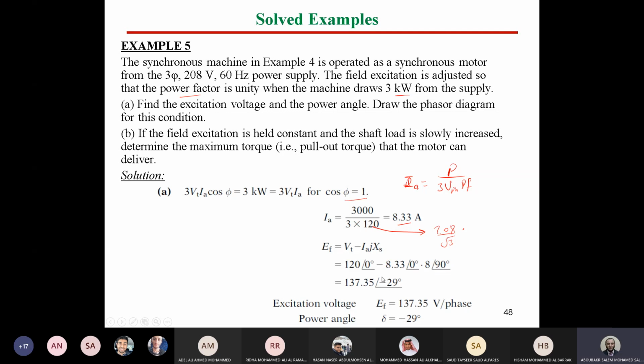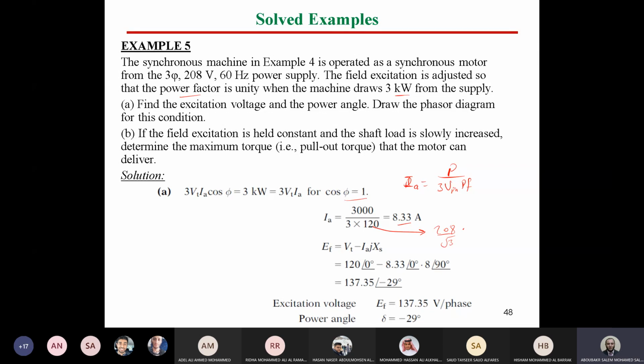Why is it negative? Is it because of lagging or leading or unity power factor? Because of lagging? No, it doesn't care about the power factor. EF is at a negative angle because this is a motor, I think. Exactly, because it's a motor now. So the sign of the power angle, not sinusoidal sign, I mean plus or minus, is plus or minus according to the power flow.